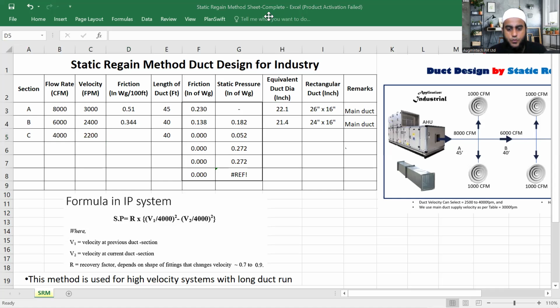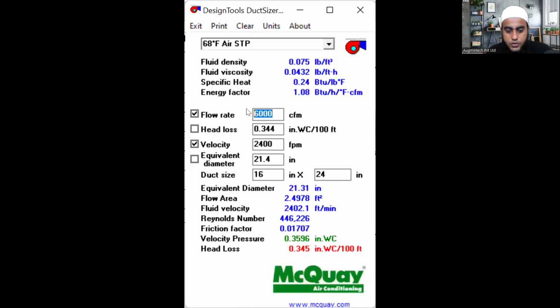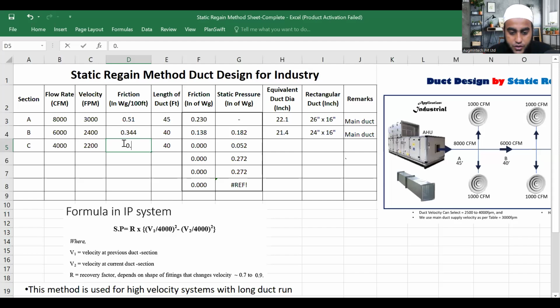Okay. So open your duct sizer, 4000 and velocity 2200. So see, the head loss value we have got is 0.353 and equivalent diameter. So I'm writing in the Excel sheet. All of you listen here. 0.353 friction loss value, 0.353 per 100 feet of duct length.